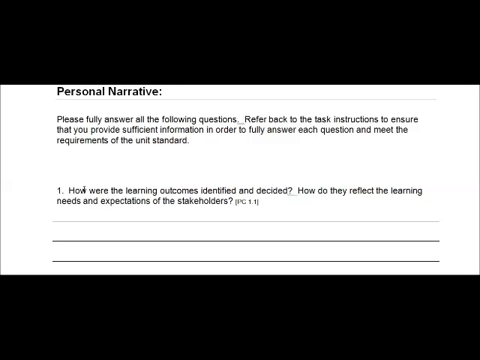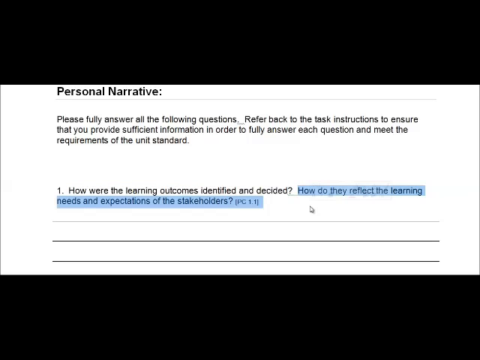First one here is, how did you identify and decide what the learning outcomes were going to be for that session? For example, it may be that perhaps they've been dictated to you by a standard that you're assessing against. Could be they're given to you by your organisation. How was it that you decided what the learning outcomes were going to be for that session, and how did they reflect the learning needs and expectations of stakeholders?